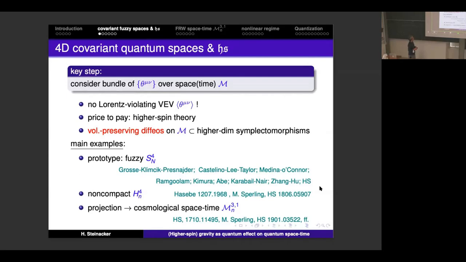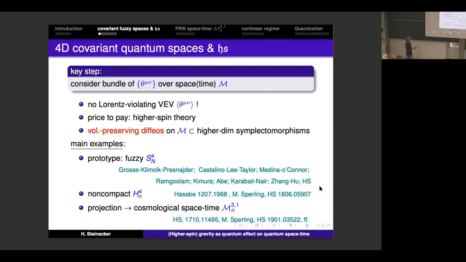Now there is a price to pay, and the price is that unavoidably, you get a higher spin theory. And okay, we'll discuss that briefly. But I think it's fine, but it needs to be understood better, of course. And another bonus you get is that in this way, you actually get volume preserving diffeomorphisms on spacetime for free, because they come from the higher dimensional symplectomorphisms. And I will also explain this a little bit. So that's very nice from a gravity point of view.